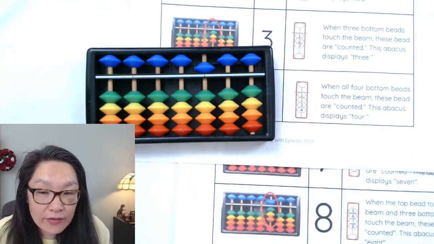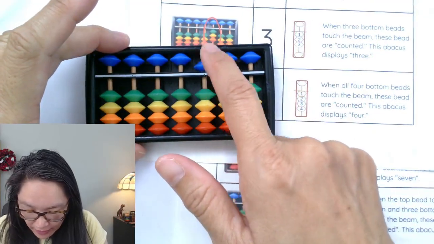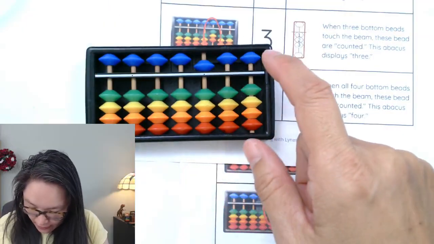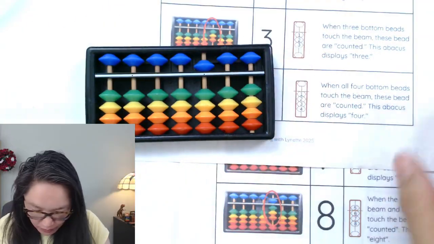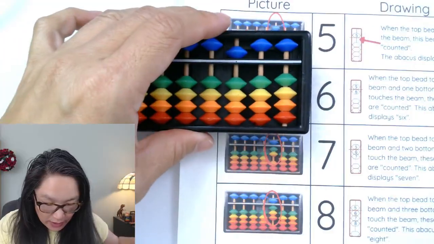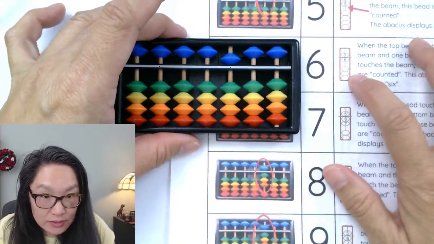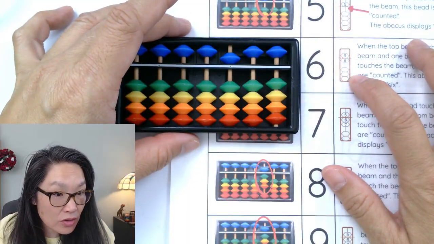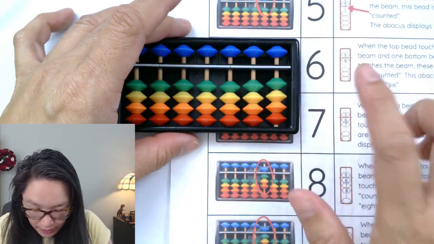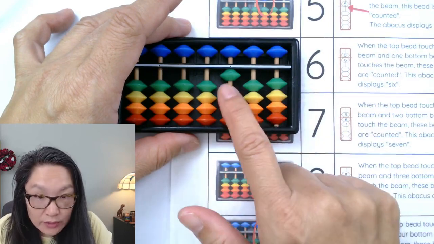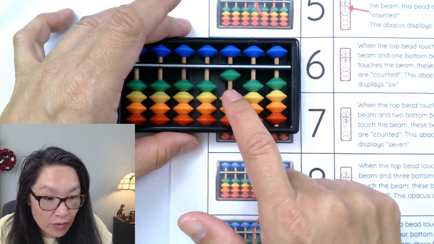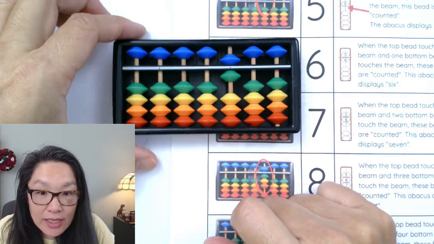This is 5. So this is what 5 looks like. Now what's 6? If we want to do 6, we have 1. We notice we've done 1 before, right? But when we add the 5, now we have 6.